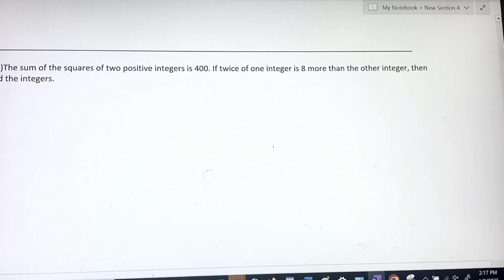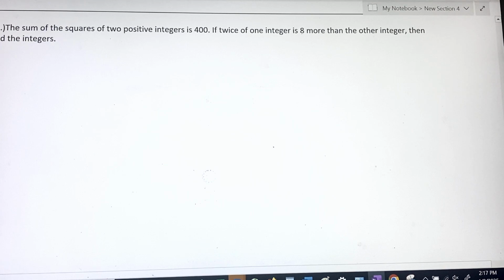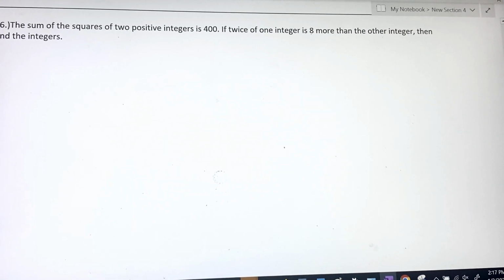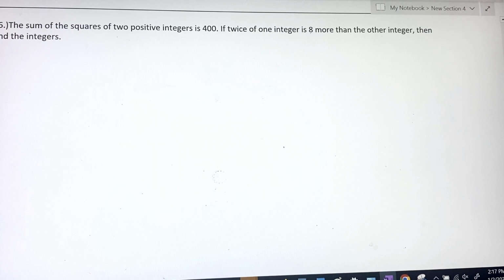So that is the 26th question. The 26th question is: the sum of squares of two positive integers is 400. If twice one integer is 8 more than the other integer, then find the integers. So how do we solve this? Now we need to assume the two positive integers.